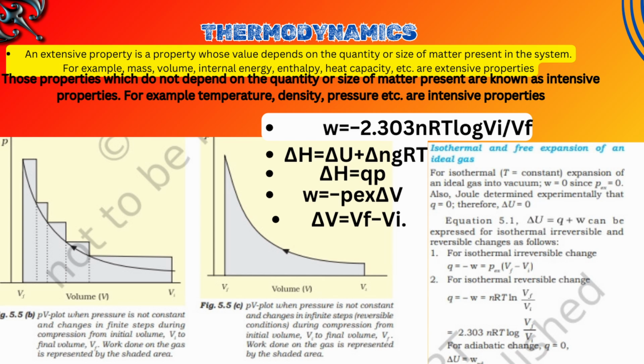The relationship between enthalpy and internal energy becomes more significant when gases are involved. If delta Ng is the change in the number of moles of gas, then delta H is equal to delta U plus delta Ng RT. This allows us to calculate enthalpy changes even when the number of gas molecules changes. Now let's distinguish between extensive and intensive properties. Extensive properties like volume and internal energy depend on the system size. Intensive properties like temperature and pressure remain constant regardless of size.